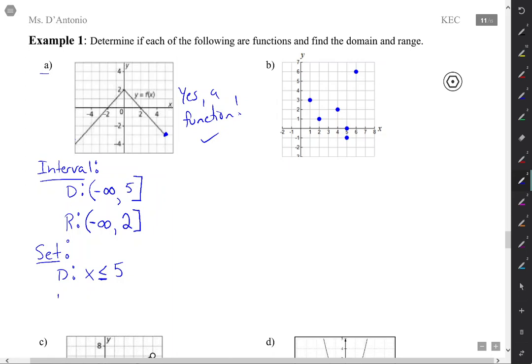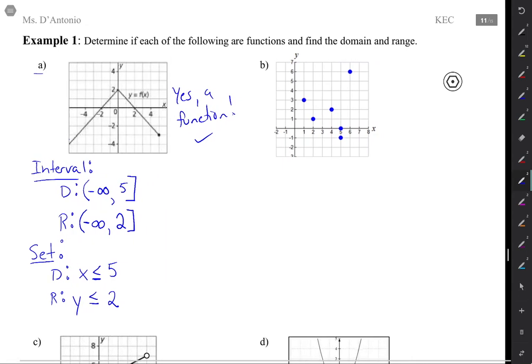And for the range, well, we already see that our range is from negative infinity to 2, so therefore y, because range is y, is always going to be less than or equal to 2. Because 2 is the highest point in our range, and all the other y values are less than 2. So y is always less than or equal to 2, and that would be the domain and range for this graph.